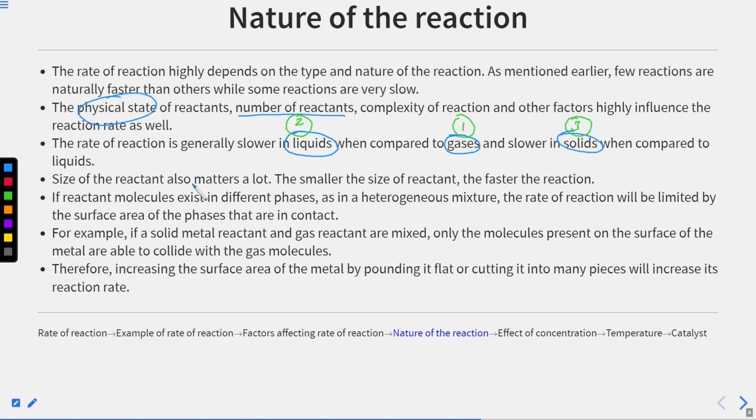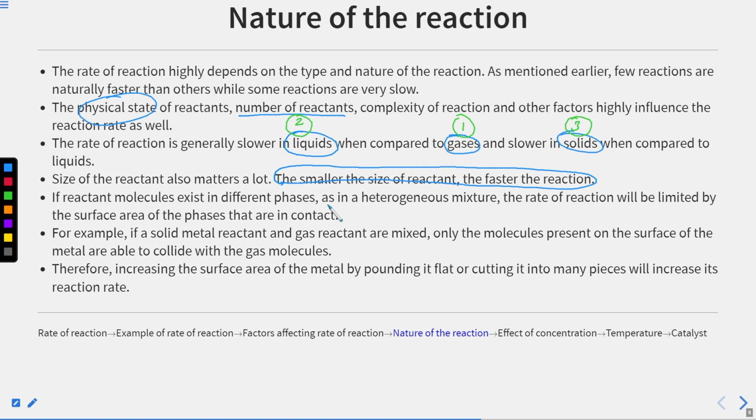Next, the size. The size of the reactant also matters a lot. The smaller the size of the reactant, the faster is the reaction. Why is it so? The answer again comes from your collision part. Since a smaller molecule has less mass, it will require less thermal energy to move around a given system. So the probability of colliding with another molecule will increase. Did you get my point? We know that the kinetic energy of a molecule, or you can say the movement of that molecule, is mainly dependent upon its mass.